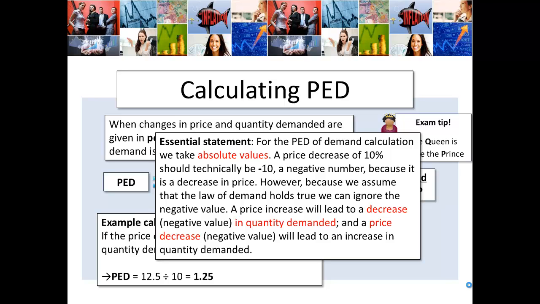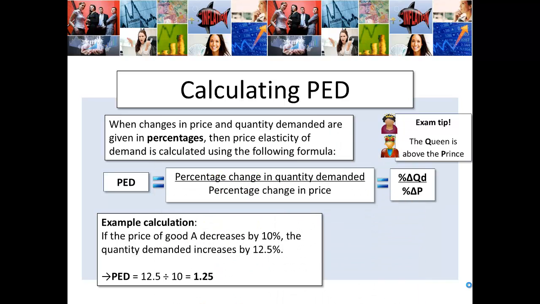Now, essentially, we take absolute values. Every single price change will give us a negative number, so it's not informative. So if the price increases, quantity demanded decreases. They go in the opposite direction. There's a negative relationship. Price decreases, quantity demanded increases. Again, the relationship is negative. So we always just take the absolute value. We forget about the negative sign. It's not important. It's not informative.